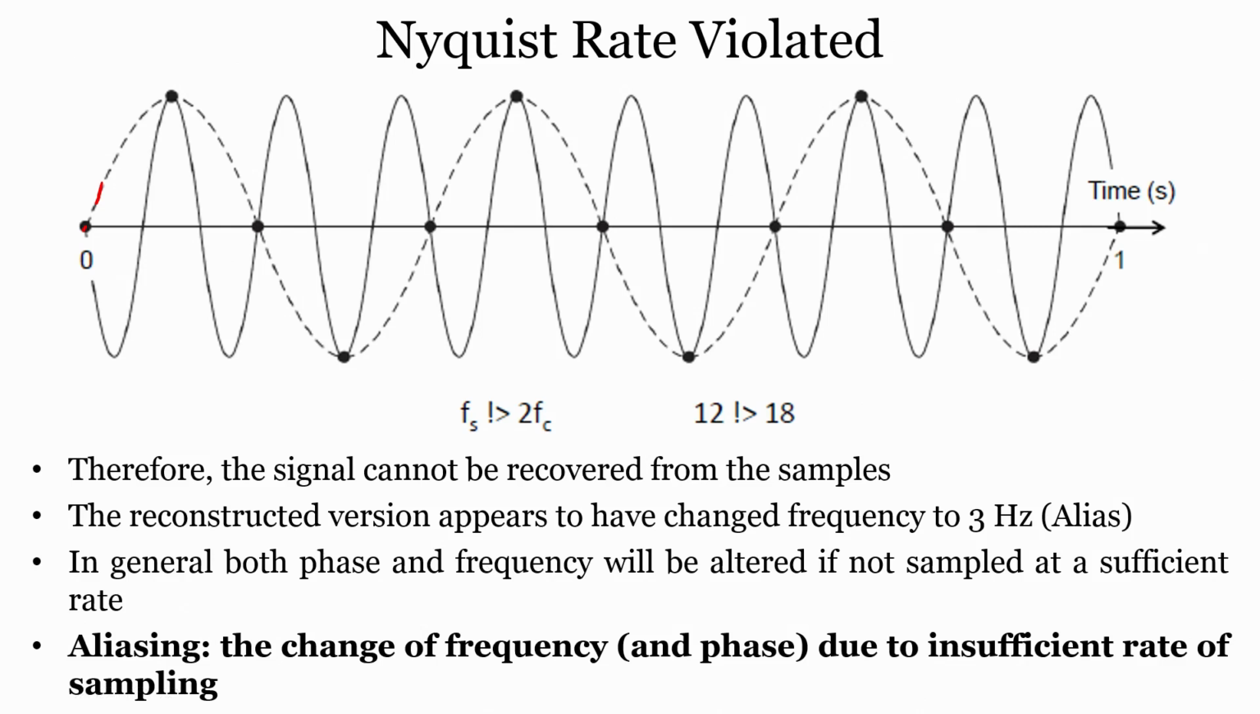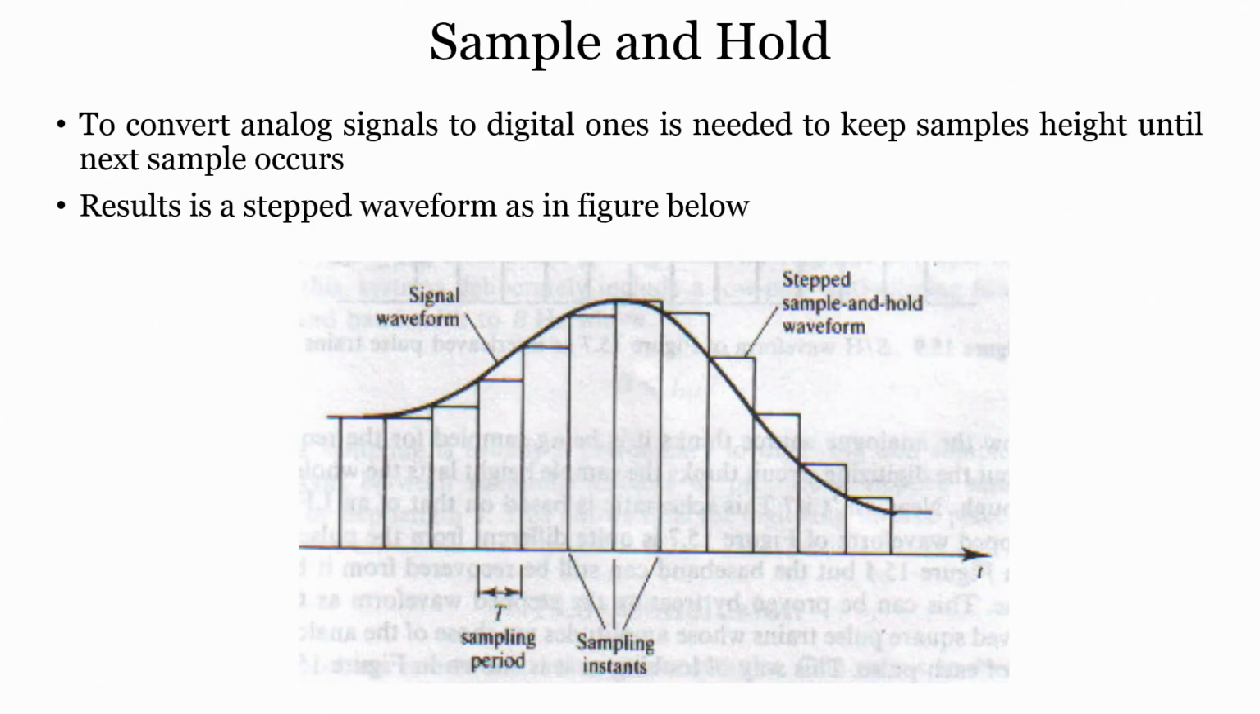In general, both phase and frequency will be altered if not sampled at a sufficient rate, and the change of frequency and phase due to insufficient rate of sampling is called aliasing.